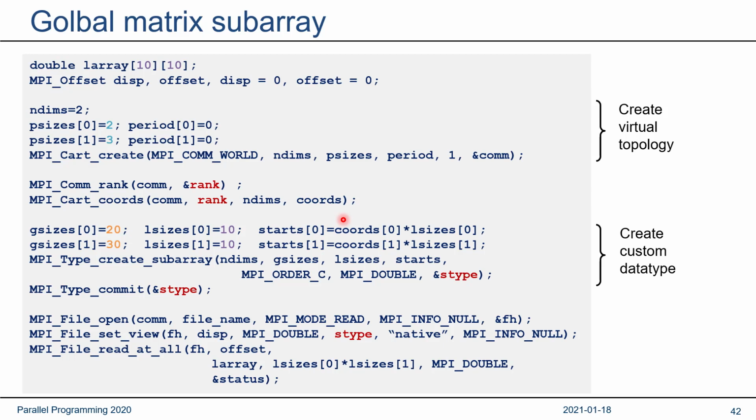Now we have to create a custom data type that lets each process have the proper view on the global array. The gsizes array stores the leading dimension and actually the size of the original data structure, while the lsizes specifies the size of the subarray, which is 10 by 10, of course. The starts array stores where in the first and second dimension the defined subarray should start. And it's, of course, coords times lsizes. So this sets a starting point within the global array for each individual process.